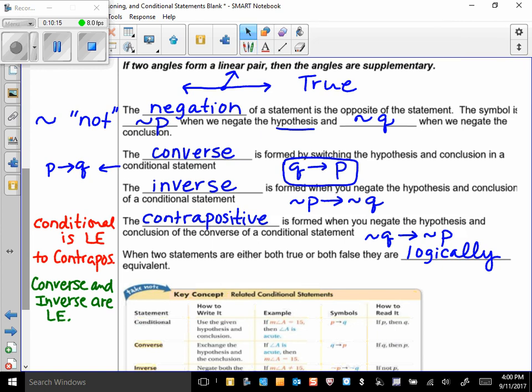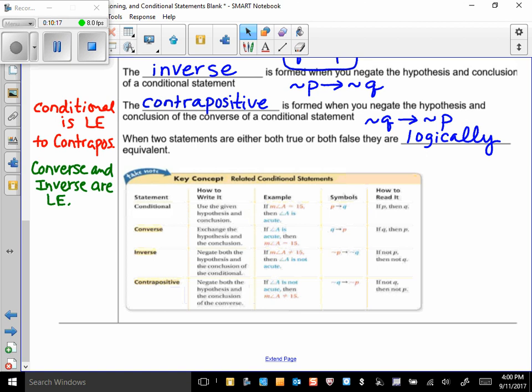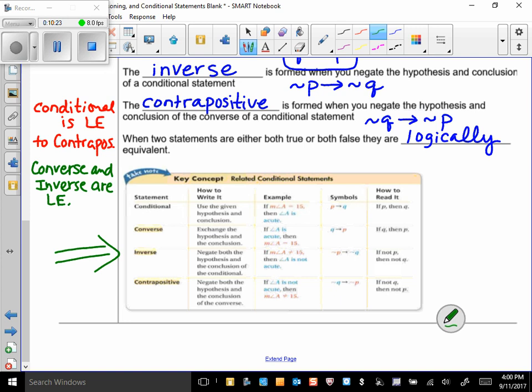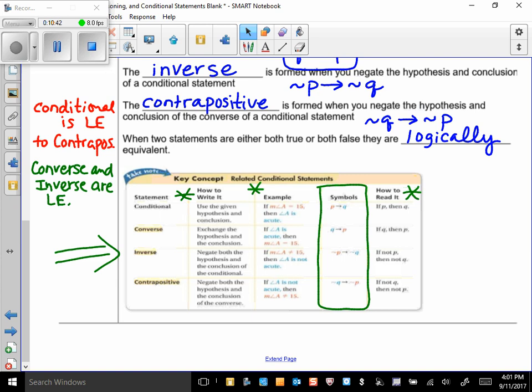Look at this little table that I printed for you here at the bottom, right here. You have to remember this. You better make yourself a flashcard and you better look at it many, many, many times. Okay, here's your symbology. Here's how to read it. Here's an example. Here's how to write it. This is a great table that you need to memorize as soon as you possibly can.